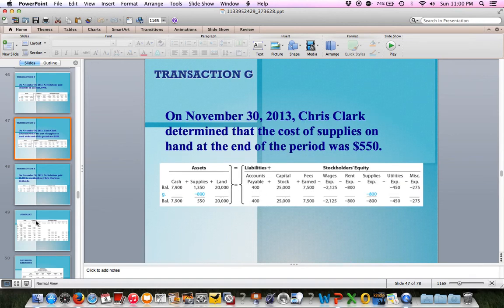On November 30th, 2013, Chris Clark determined that the cost of supplies on hand was $550. So basically, he got to the end of the accounting period, the end of November. He does a count of supplies and goes, okay, I have $550 worth of supplies on hand. That means I used up $800 worth of supplies. So I subtract $800, I get $550 left. And so I make an entry to reduce supplies by $800 and transfer that into supplies expense.